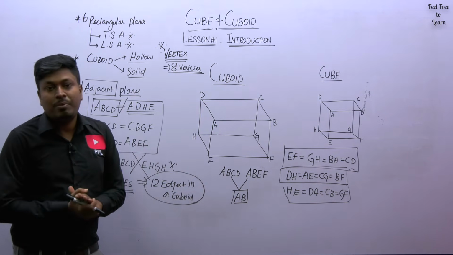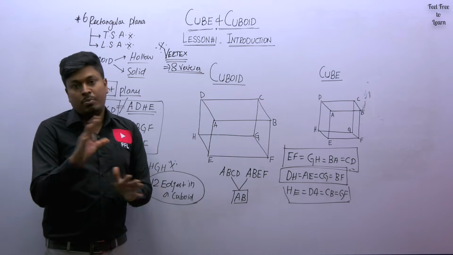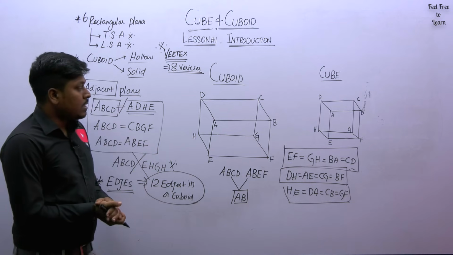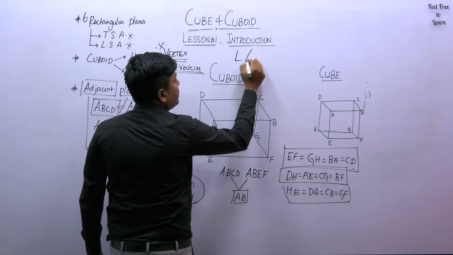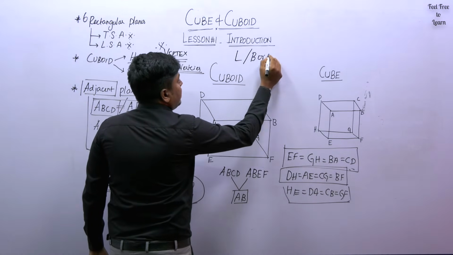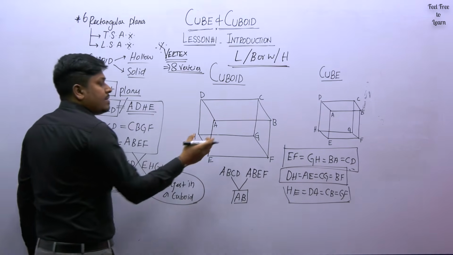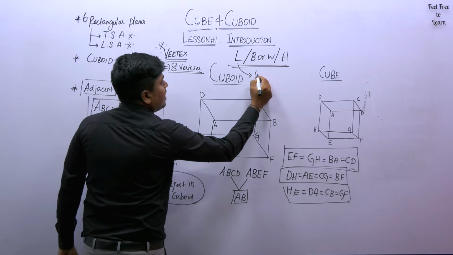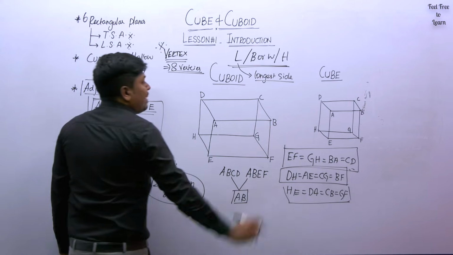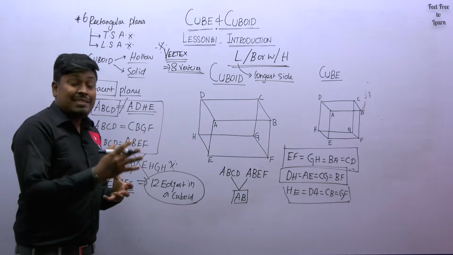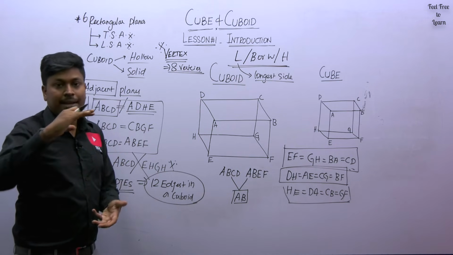That's the reason I'm saying cuboid is tougher. But if you solve some questions, then definitely you will feel the cuboid is also easy, right? Another important thing in the cuboid is you should know what is called length, breadth or width, or else height. By seeing the image itself, you can directly say the longest side is called the length, right? The longest side will be taken as the length, the second largest will be taken as the breadth or width, and the last will be taken as the height.